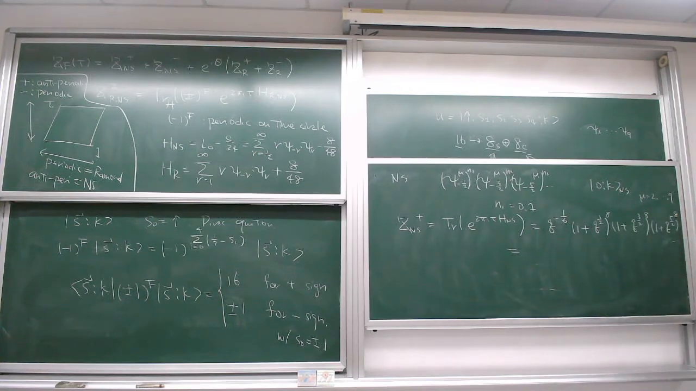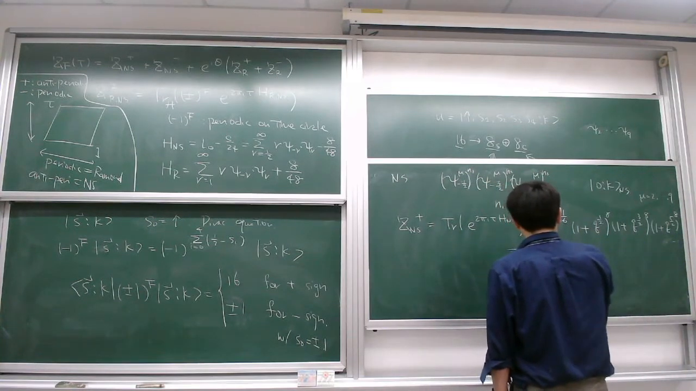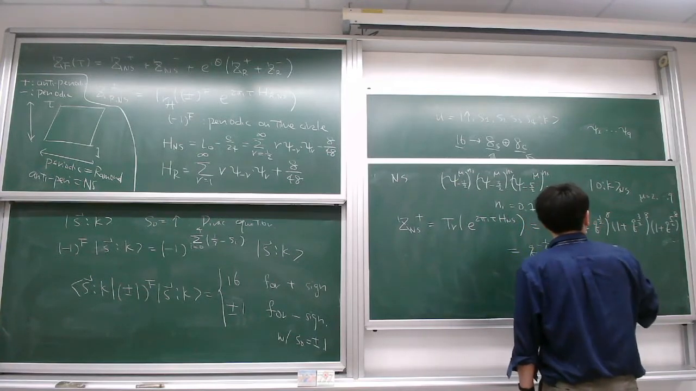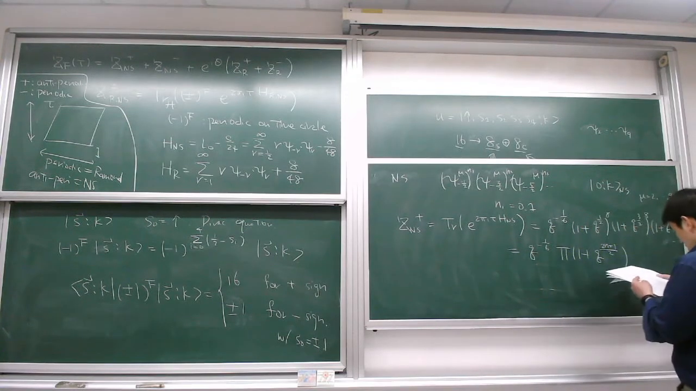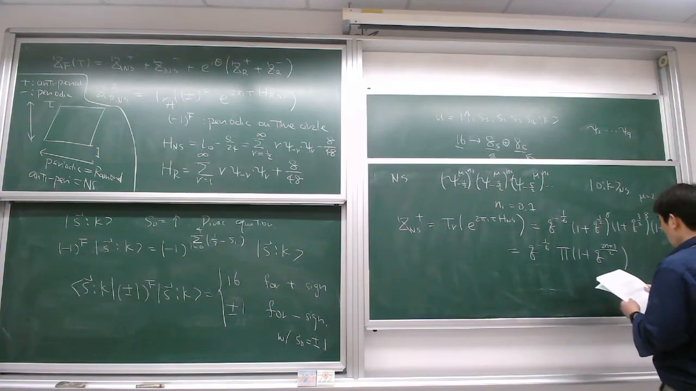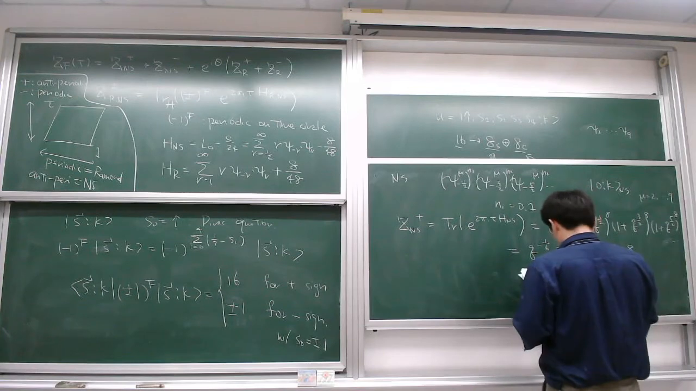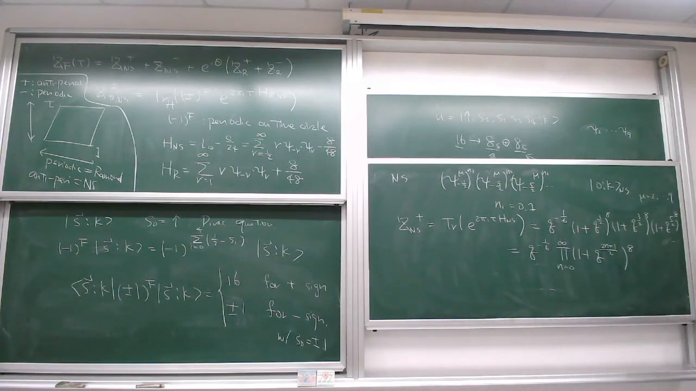This runs for 2 to 9. So therefore, at the end of the day, what you get is a product of 1 plus q to the (2n plus 1) divided by 2, to the 8, and n runs from 0 to infinity. I think my lecture note has a bit different summation, but anyway, it's the same.